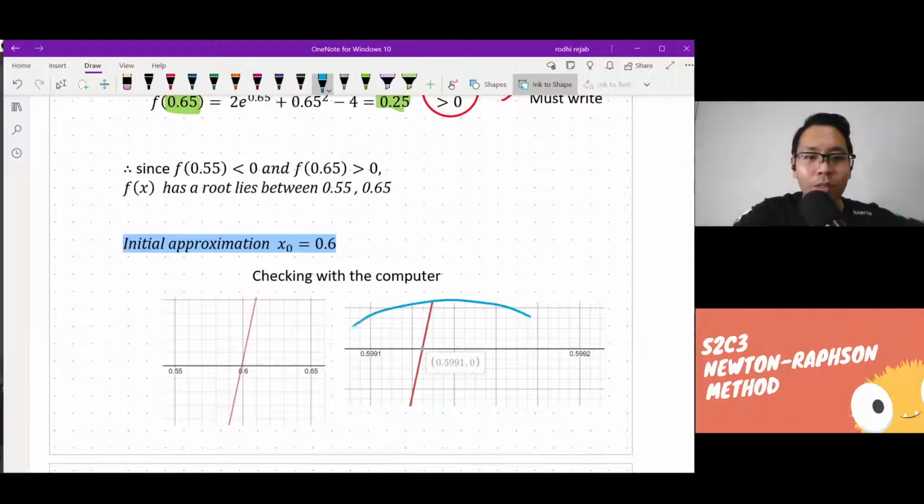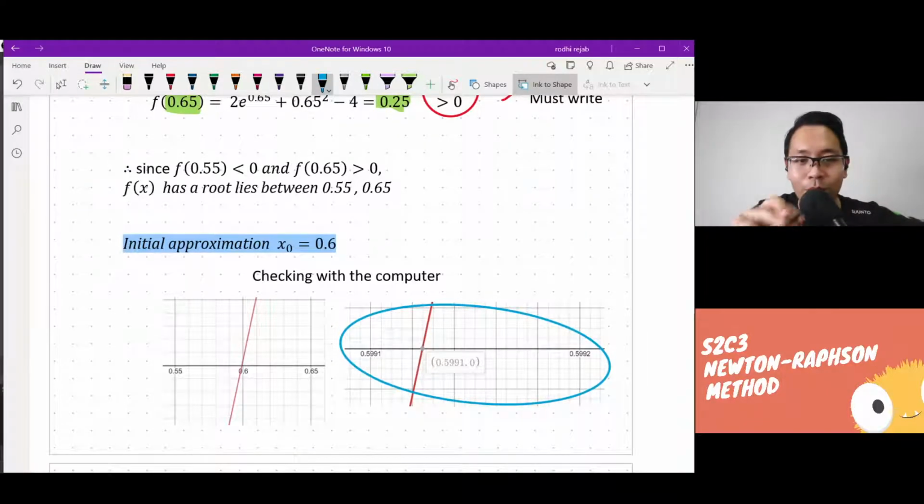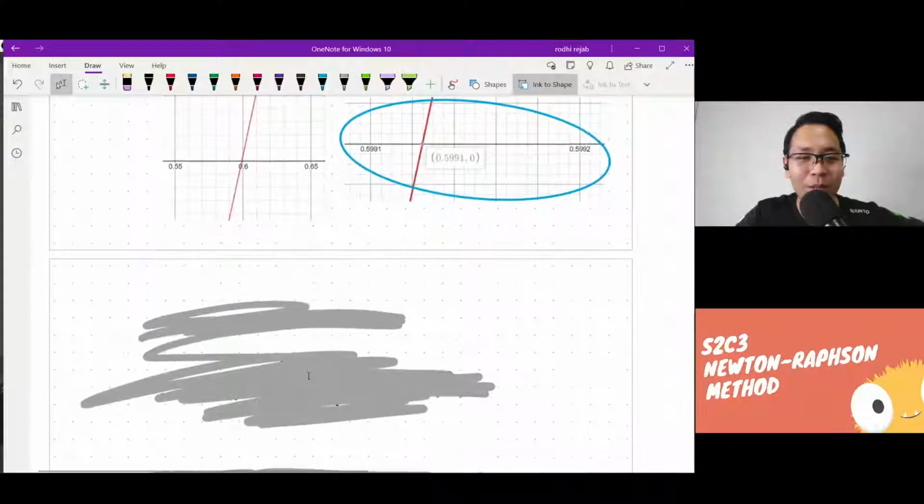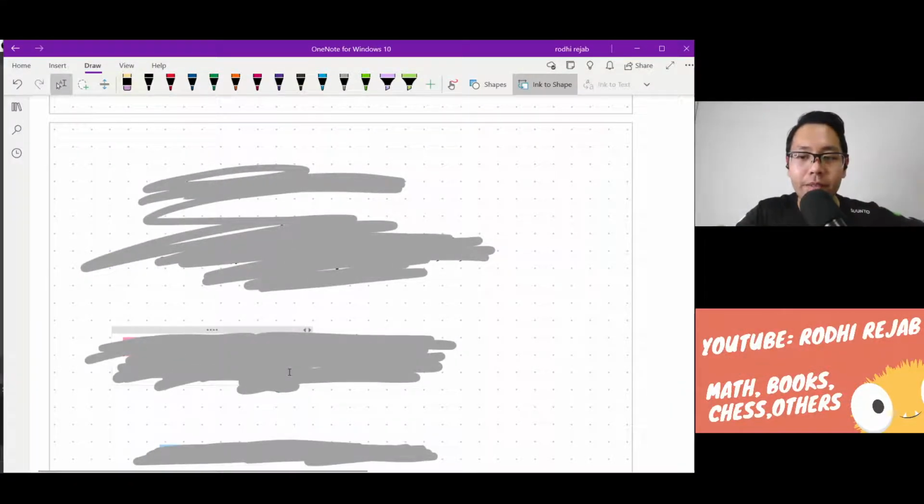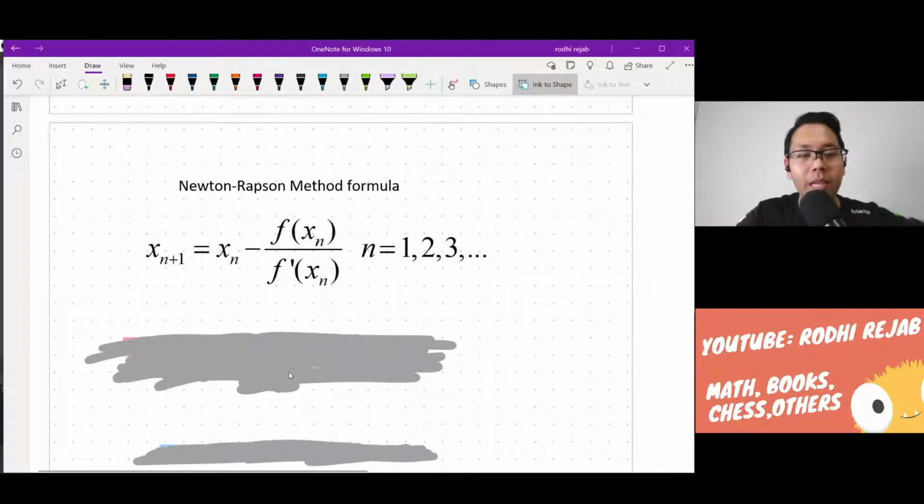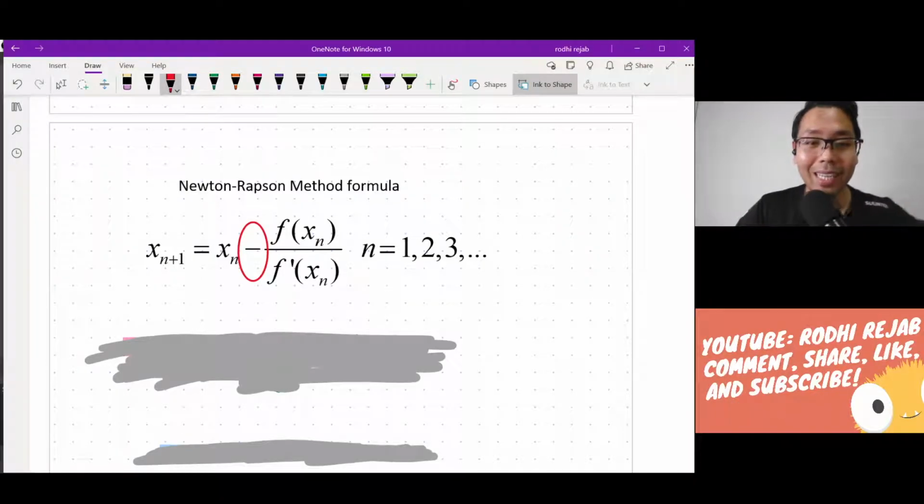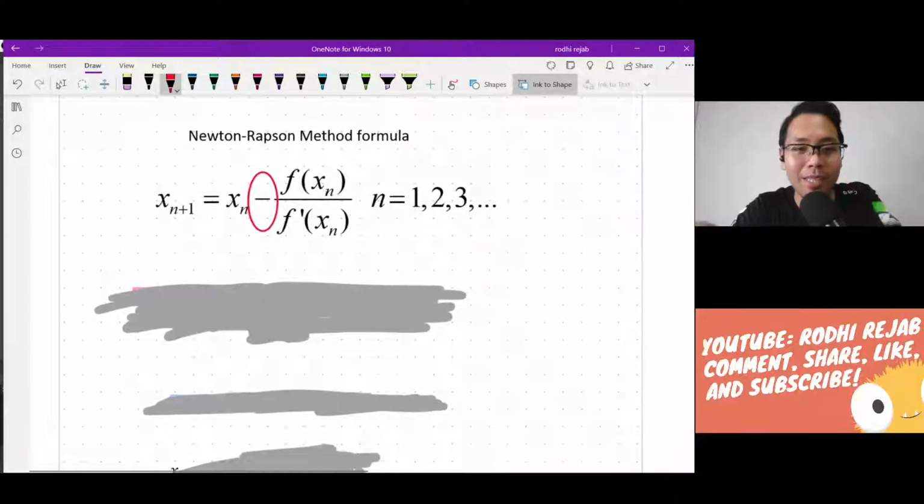So even the computer calculator has not enough power to accurately calculate it out. Okay, so let's begin with Newton-Raphson. Firstly, if you want to use Newton-Raphson, this is the formula. Remember, over here is minus. I myself made a mistake and put plus in my class, which is an embarrassing mistake. Hopefully you will not make the same mistake as I did.